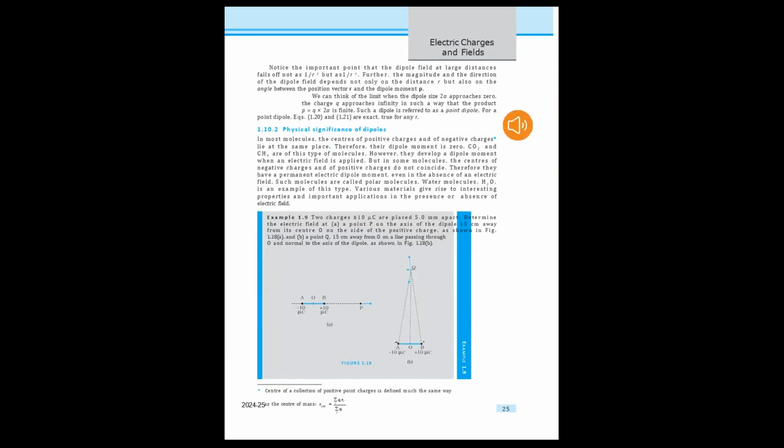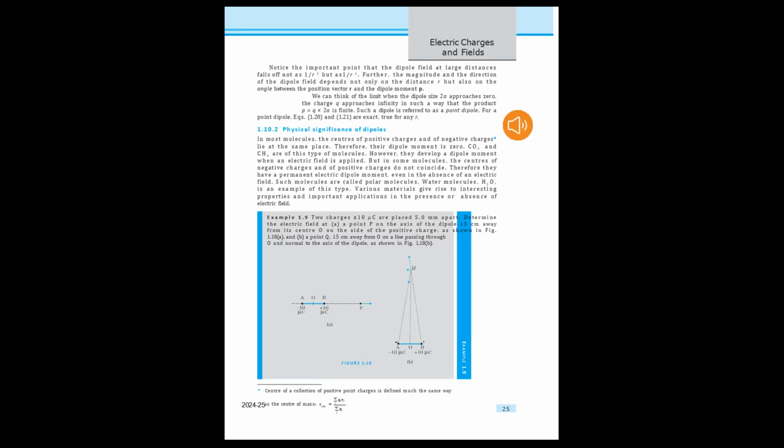Notice the important point that the dipole field at large distances falls off not as 1 by r square but as 1 by r cube. Further, the magnitude and the direction of the dipole field depends not only on the distance r but also on the angle between the position vector r and the dipole moment p.